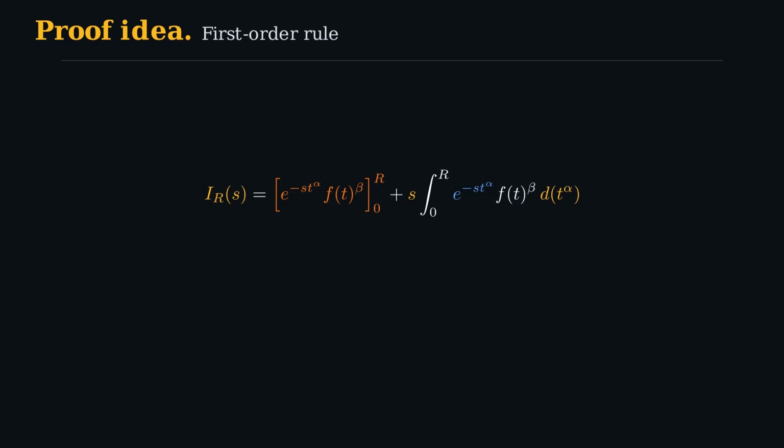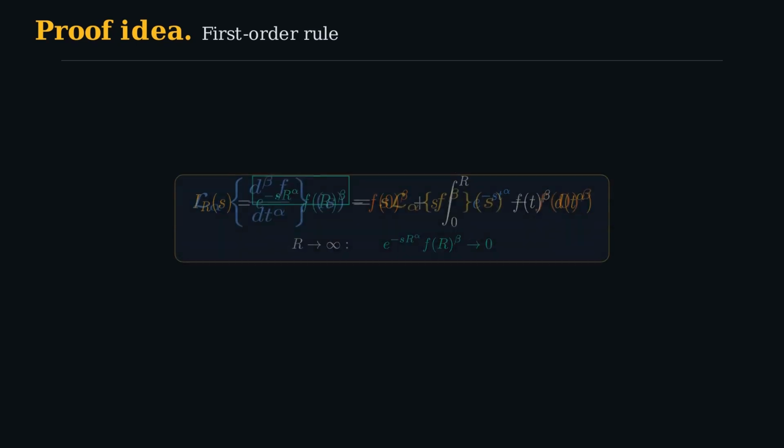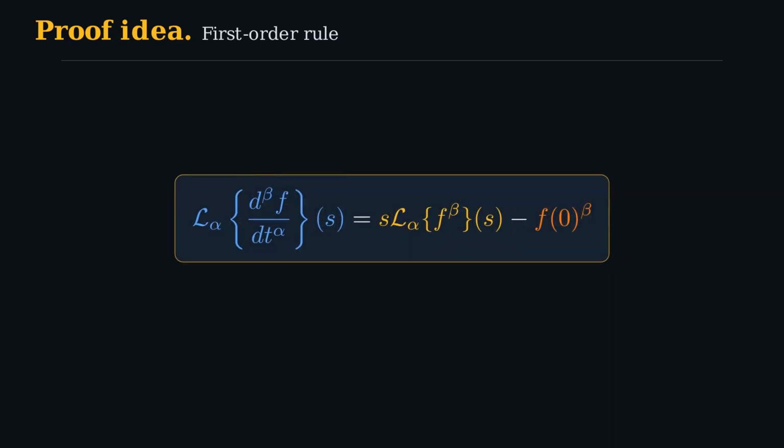Next, the boundary contribution is expanded. It gives one term at r and one term at 0. Under the convergence assumptions, the term at r vanishes as r goes to infinity. The term at 0 remains, and it becomes the initial value contribution. Finally, the remaining integral becomes the alpha Laplace transform of f raised to beta. This gives exactly the first order operational rule.